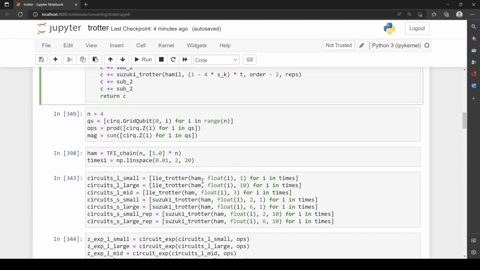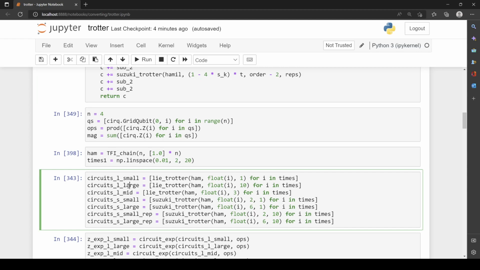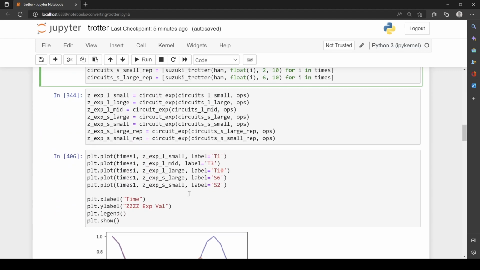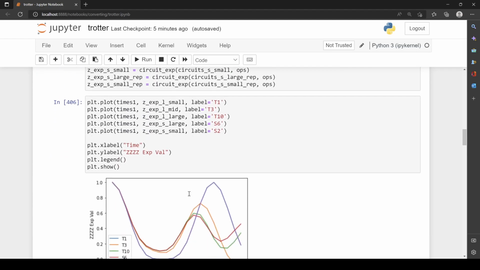And then we create all of our circuits for large, medium, and small repetitions: 1 Trotter step, 3 Trotter steps, 10, and then for Suzuki Trotter we have 1 repetition, but 2nd order and 6th order, and then we have 10 repetitions and 2nd order and 6th order for that. So here we're going to be looking at the ZZZ expectation values.